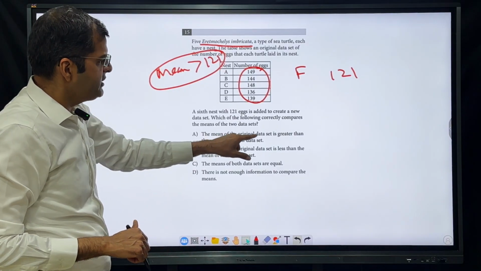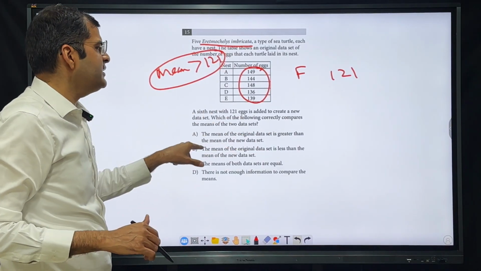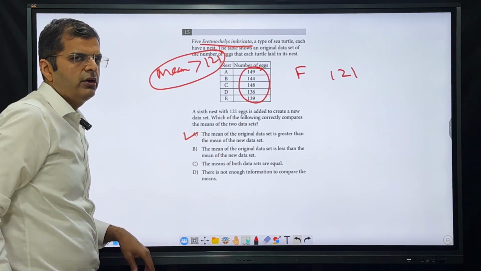Option A says the mean of the original data set, which is this 5 set, is greater than the mean of the new data set, which is correct. This is what we concluded.